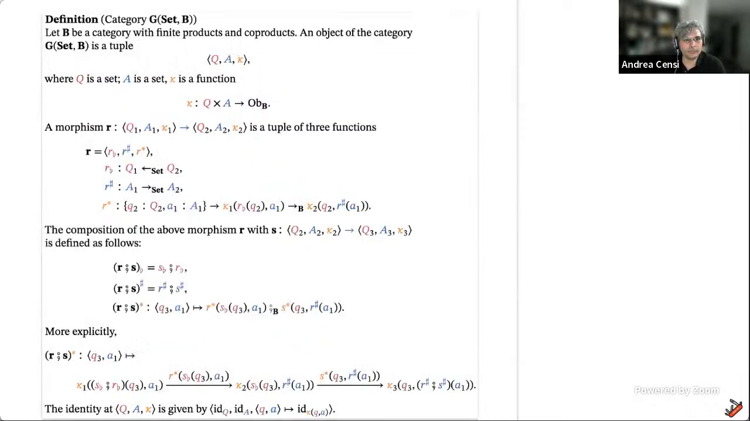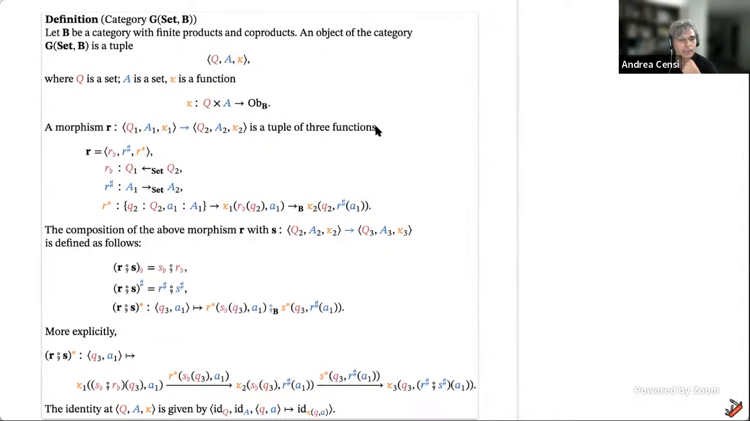All right. Now, I give you the same formalization a little bit more general, where instead of having a relation, so a function to bool, you have a function to an object of any category. So let B be a category with finite products and coproducts. And actually, you can think of B as bool, at least for now. We slightly changed the definition. So we now have a tuple of Q, A, and kappa, which is a function that goes from Q times A to the objects of B.